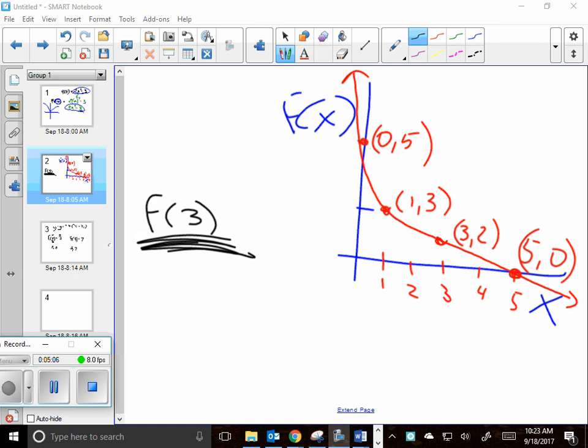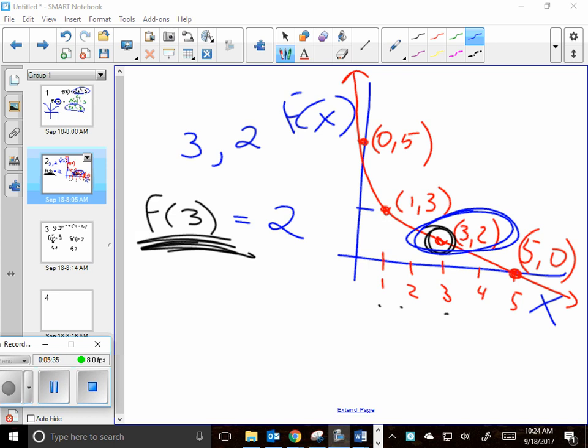X was 3. All right, if x is 3, then I can follow that over. There's where the x's are. That's where x is 3. I follow it up. That's the point 3 comma 2. I hope you get that if I write this, that's exactly the same as the point 3 comma 2. So f of 3 is 2 is what a point really means. You never learned that probably before.